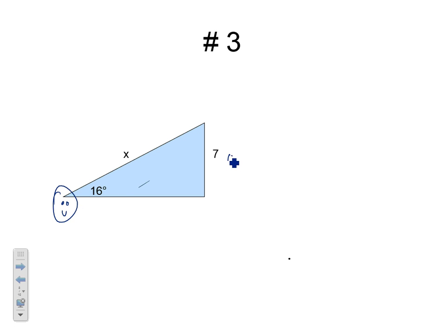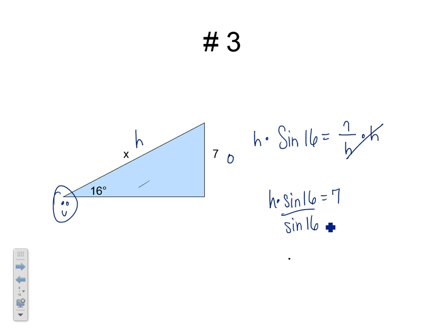Okay, I have an O and an H, so I'm going to use sine of 16 equals 7 over H. I'm going to go ahead and multiply both sides by H. Cancel out on that side. H times the sine of 16 is equal to 7. I'm going to go ahead and divide both sides by sine of 16.